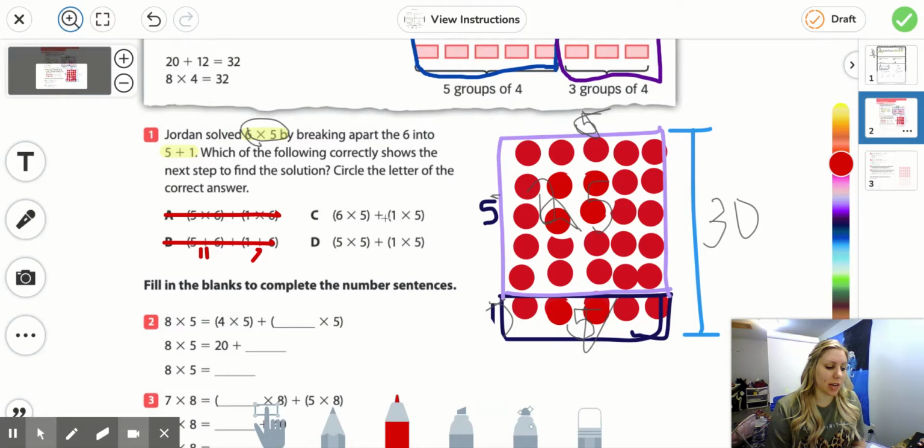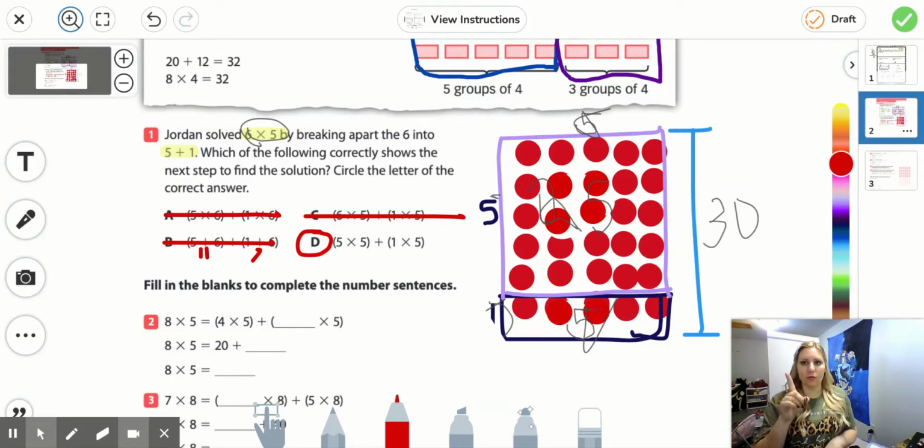6 times 5 plus 1 times 5. Well, 6 times 5 would be 30, and 1 times 5 is 5. That would be 35. That's not the same. 5 times 5, which we have here, the square of 25, and 1 times 5, which is 5 more. 25 and 5 we found is 30. So the correct answer is D. We had 5 rows of 5 and 1 row of 5.